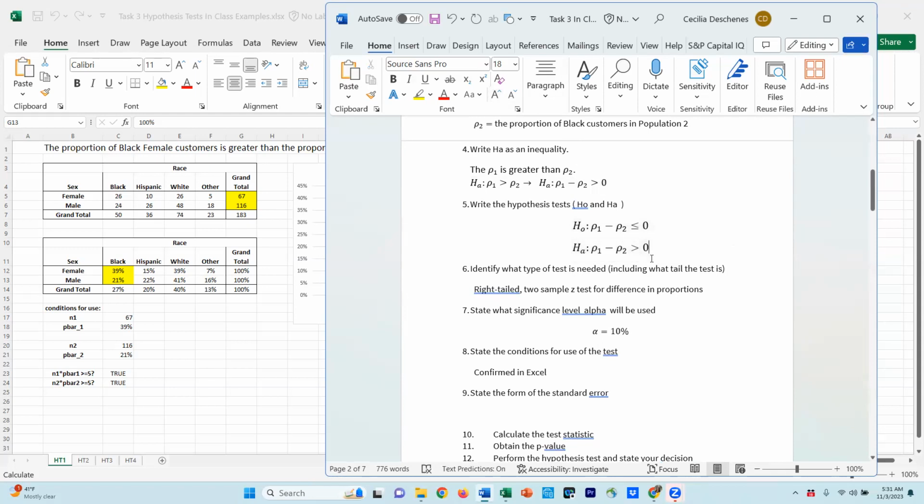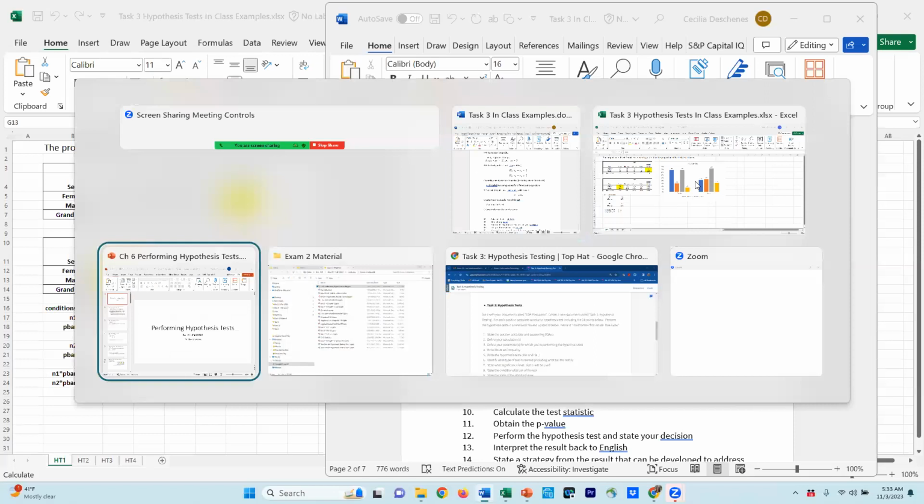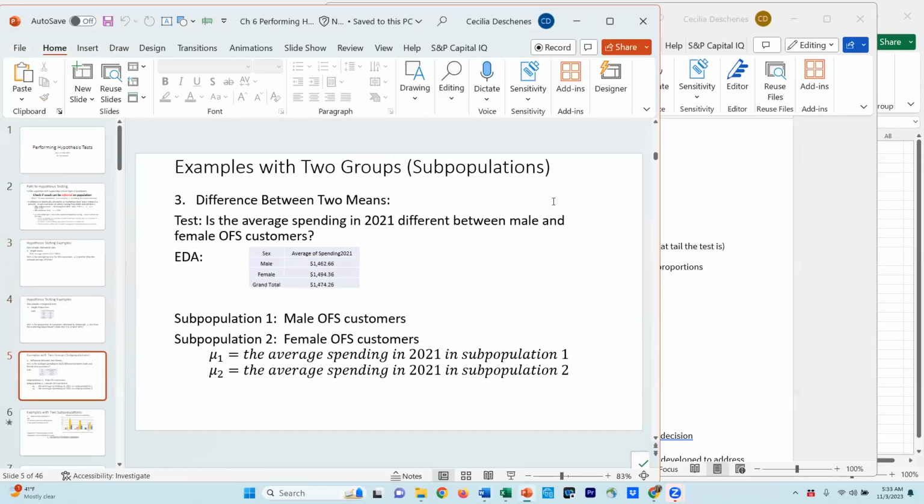And now that we have our hypothesis, we have to identify what type of test is needed and what tail it is. So again, we use the alternative and we say this is right-tailed, it's 2 sample. And in the flow chart that I shared with you in the slide deck from chapter 6, we can go through that. We'll go over and find the flow chart. You might have already printed it out.